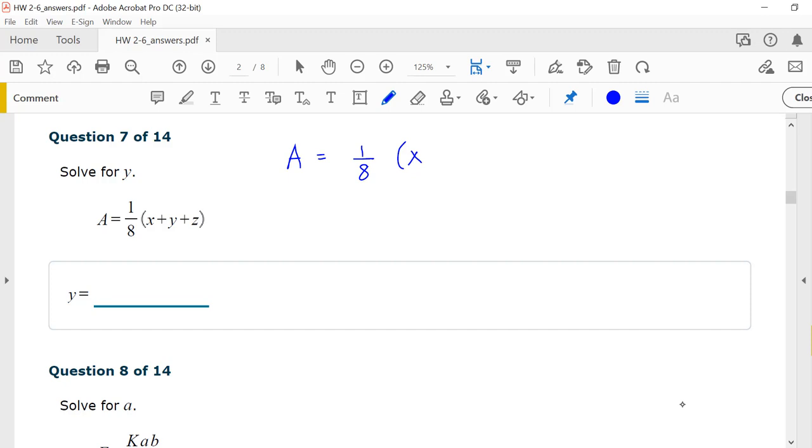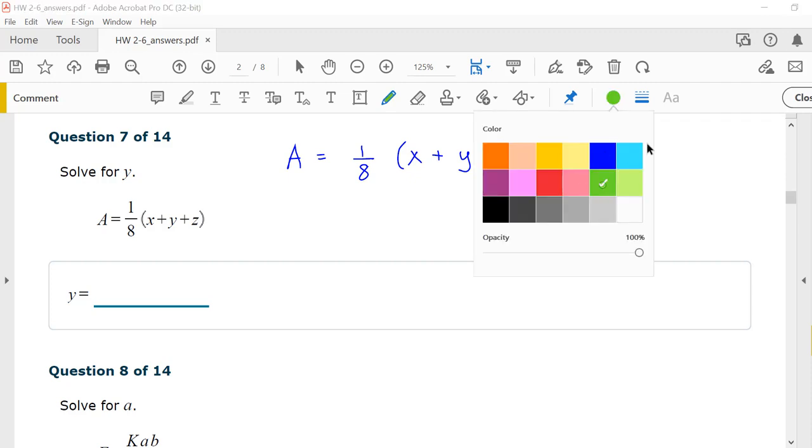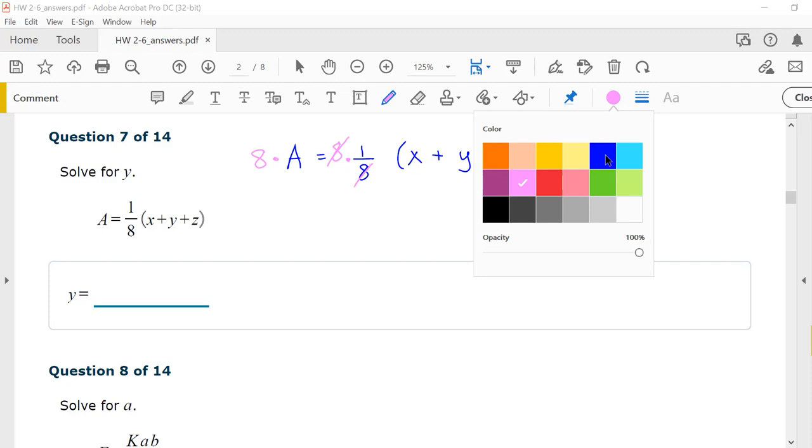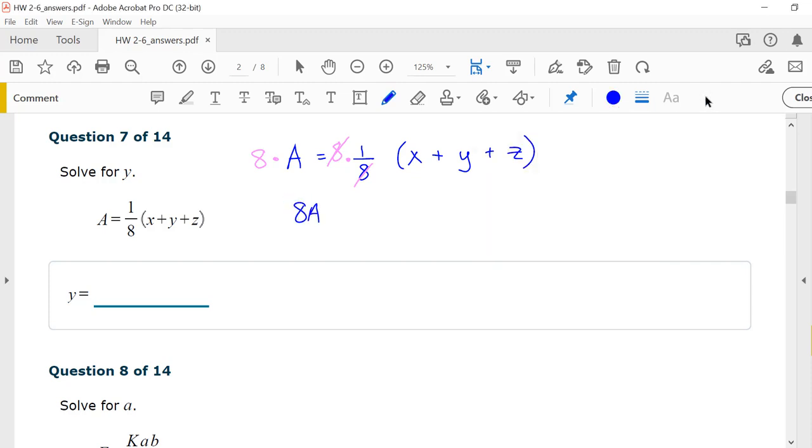Okay, we have A equals 1/8 times the quantity x plus y plus z, and we're supposed to solve for y. You could distribute this 1/8 to everybody, but there's an easier way to do it. Let's multiply both sides by 8 first, because that will get rid of the 1/8 out front. So now I have 8a equals x plus y plus z.